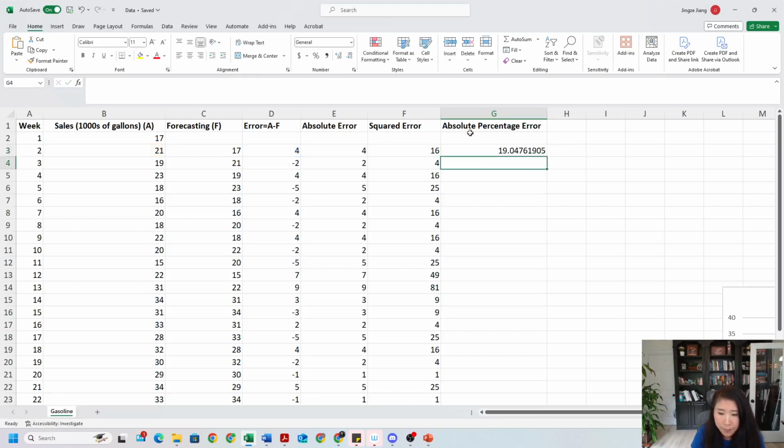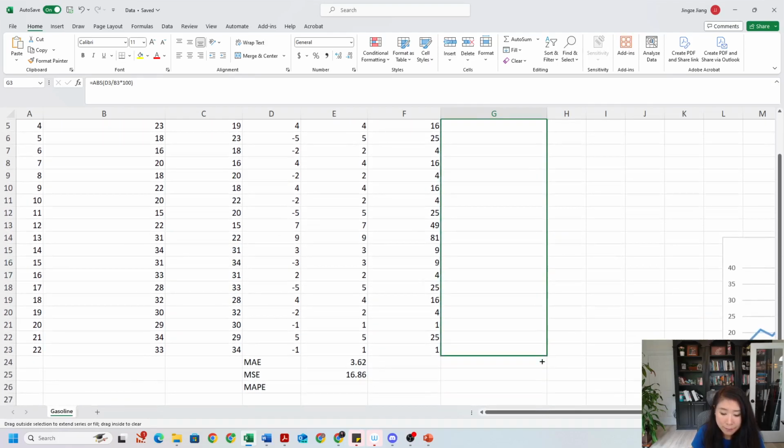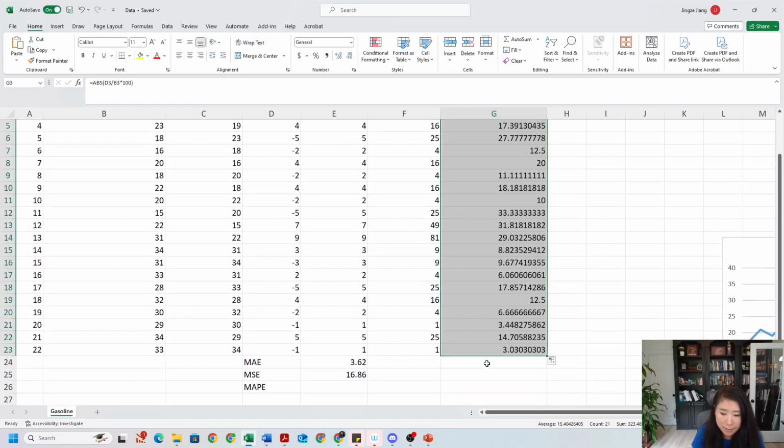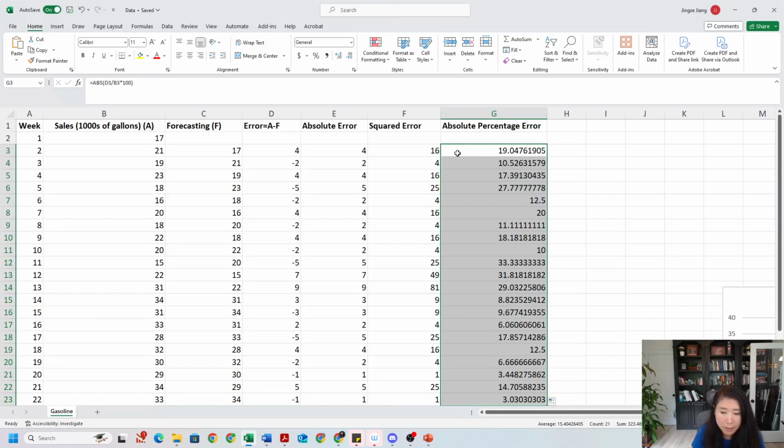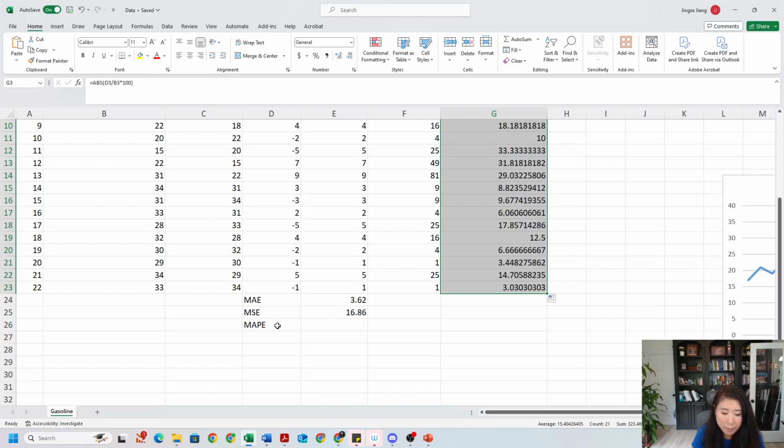Then push enter. After I receive this value, I will use the Excel drag-down function, because everything I select here is a cell reference instead of the absolute value. I move the mouse to the bottom right corner until it turns into a black cross, then left click, hold, and drag it down until the last cell. Now I'm able to obtain the absolute percent error for every period that has a forecast result.